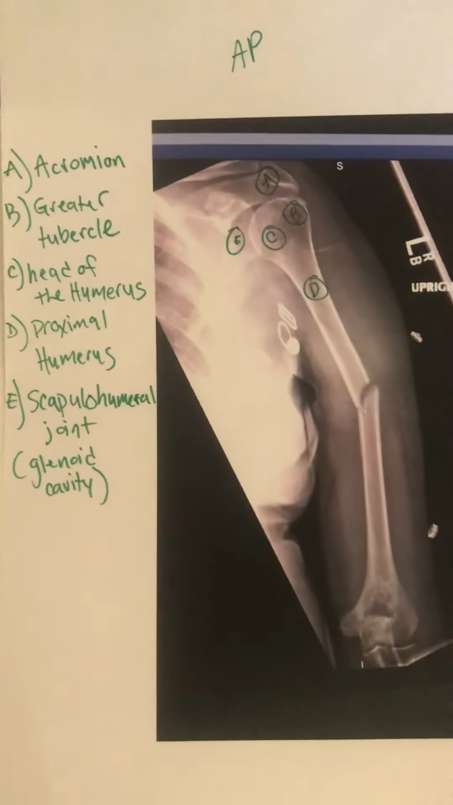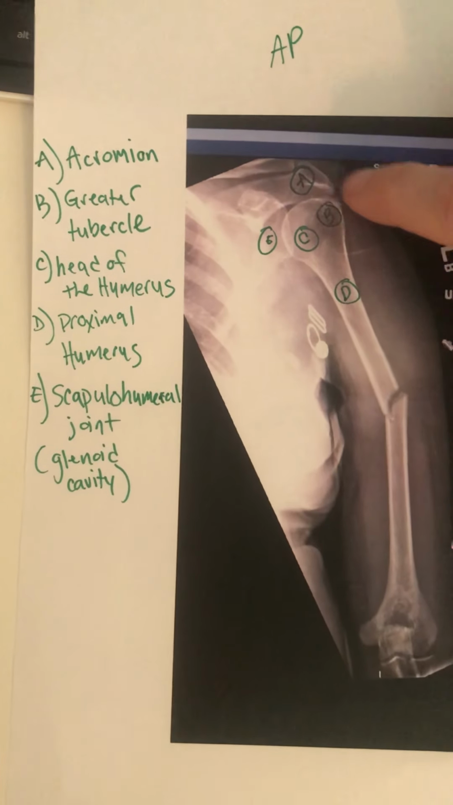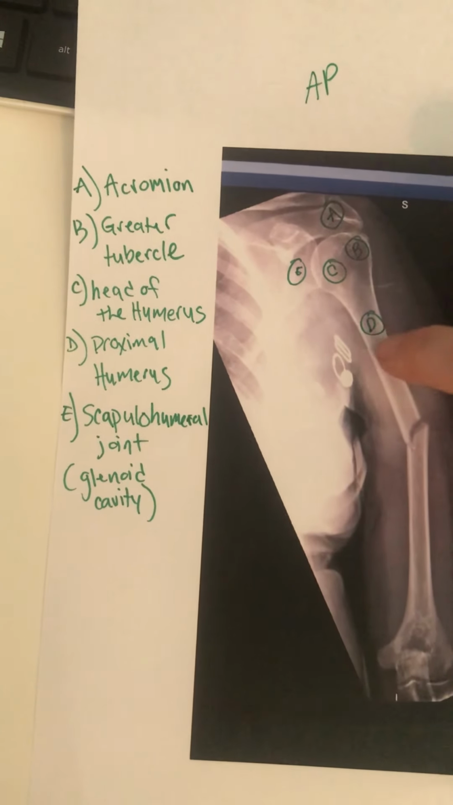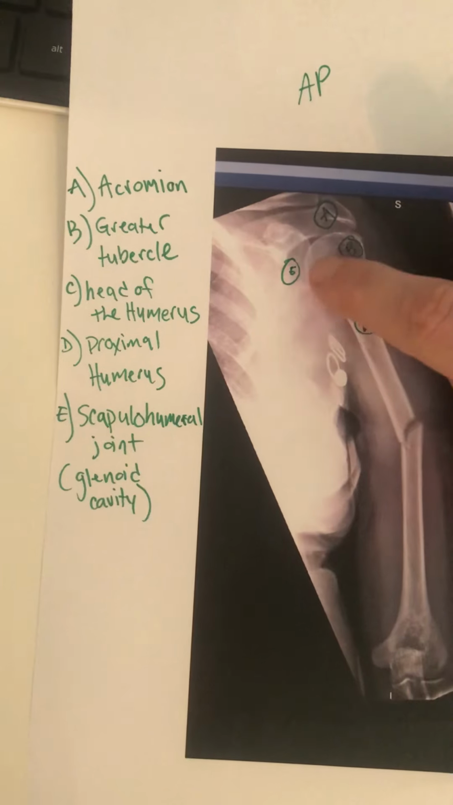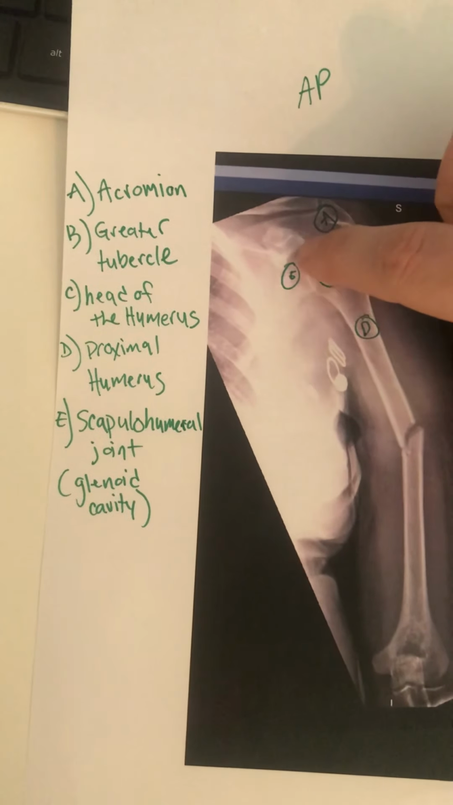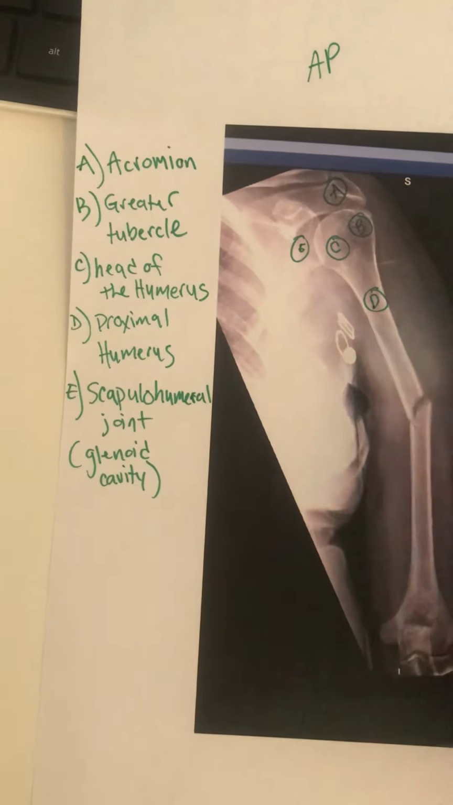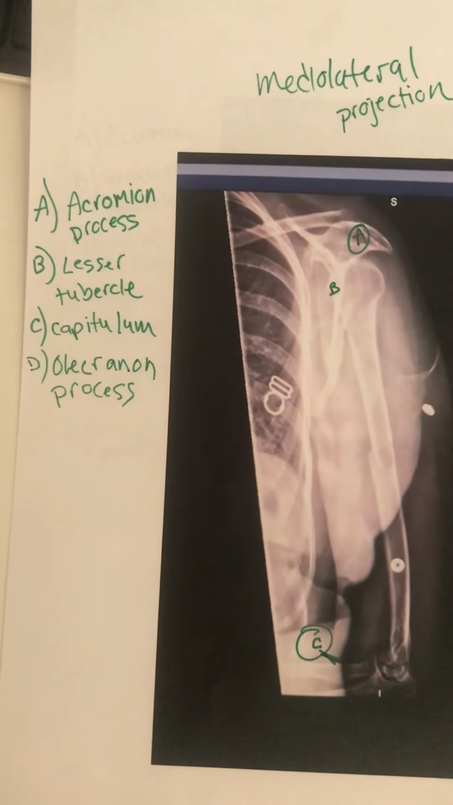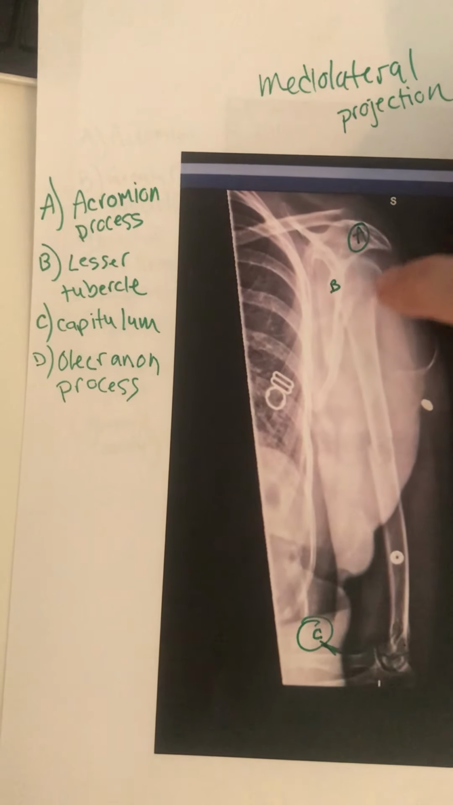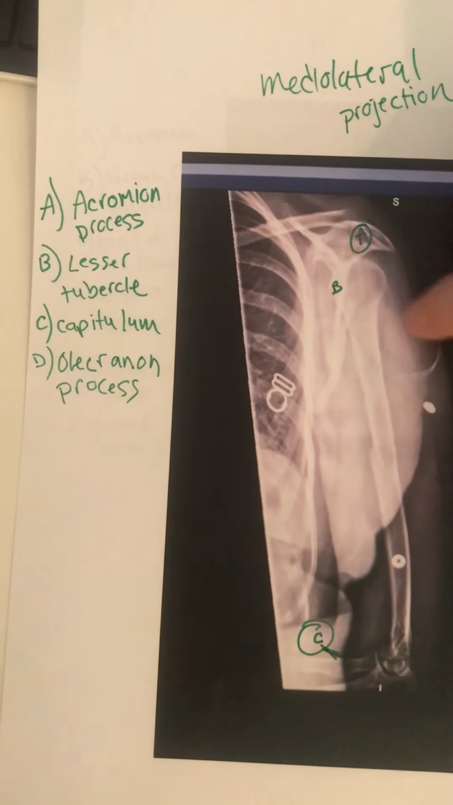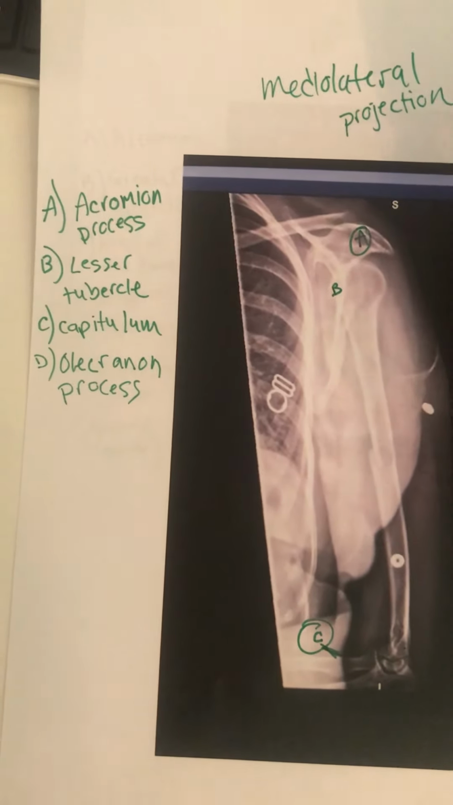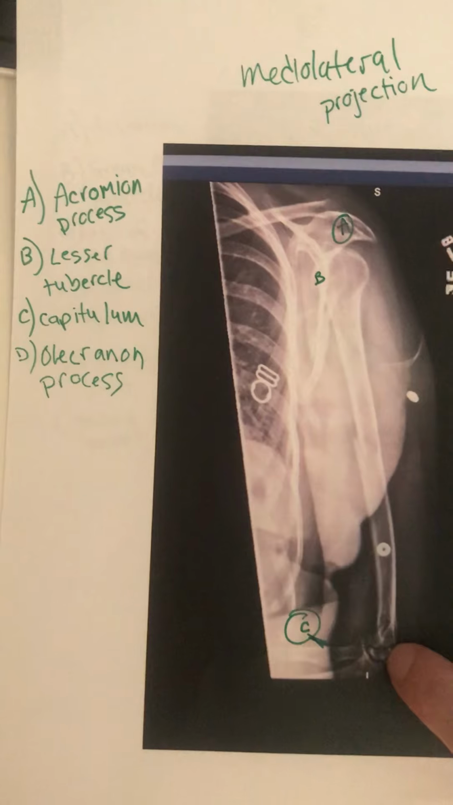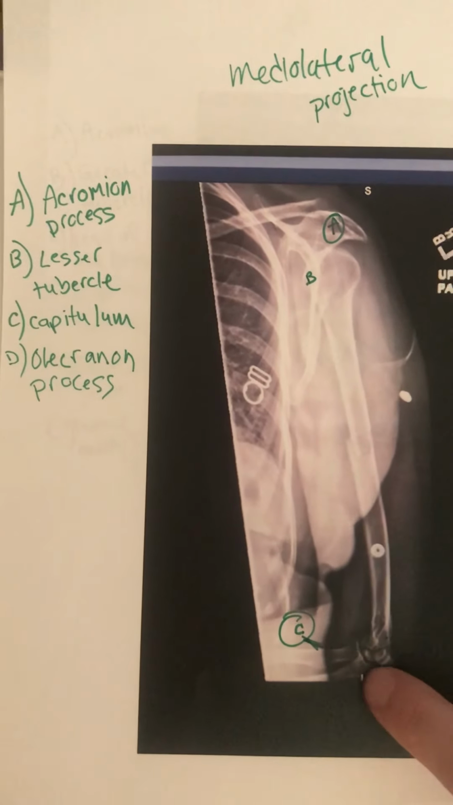The AP, where I've marked the acromion and the greater tubercle in profile. This is the head of the humerus, the proximal humerus, the scapulohumeral joint, also known as the glenoid, and the acromion process. It's the lesser tubercle. It's a little hard to see through the skin, but it's still there. This capitulum down here is superimposed, showing that's a good lateral, and the olecranon in profile.